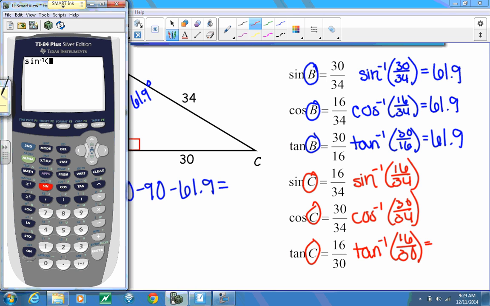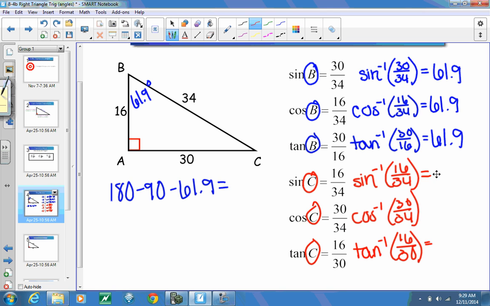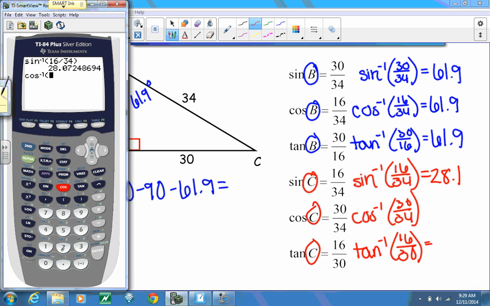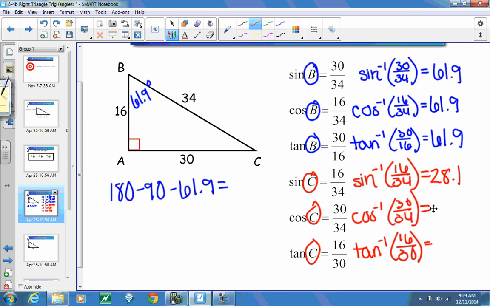When I put these all into the calculator, they're all going to give me the same value. Inverse sine of 16 divided by 34 ends up giving me 28.1 degrees. If I do the same with inverse cosine of 30 divided by 34, I get 28.1 degrees. And if I do the same thing with the inverse tangent, here I'm getting the exact same angle, just in 3 different ways because I'm using a different ratio that's created. And that's how you find a missing angle.